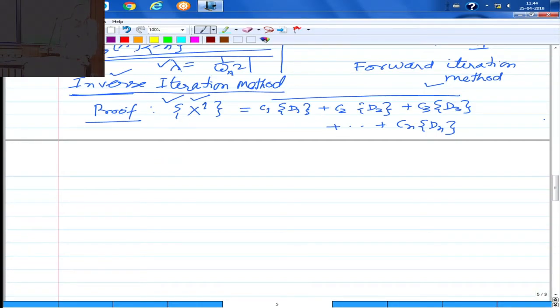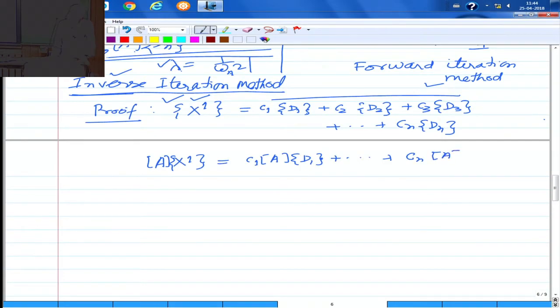So I pre-multiply by A on the left side, giving A into x1, and I do the same thing on the right-hand side. On the right side you get C1 times A into D1, and so on for the other terms, and finally Cn into matrix A into Dn. I am just pre-multiplying both sides by A. Now as per the eigenvalue problem, what is this A into D1? It is lambda times D1, isn't it?